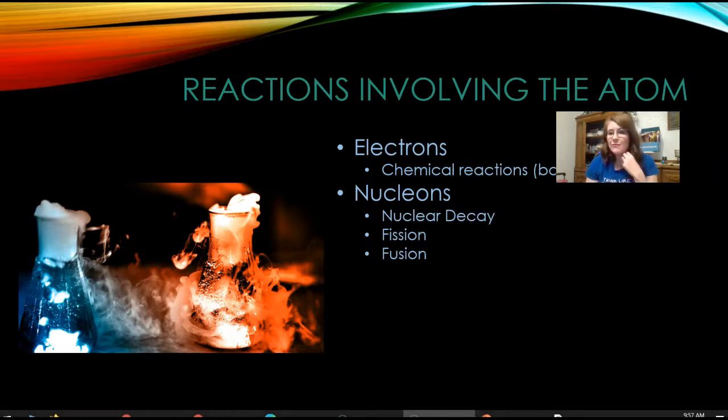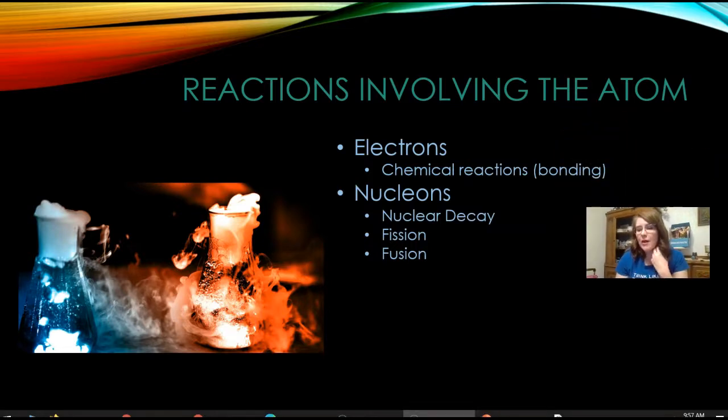Okay, reactions involving the atom. Remember how I said you can change the number of the neutrons or the number of the electrons? Well, if you're dealing with the electrons changing, you're dealing with bonds, chemical bonding. That would be what you would study in a chemistry class. You put different things together, like if you have an oxygen and 2 hydrogens, they can share electrons, and that makes water. So that's a different chemical than just oxygen and hydrogen by themselves. They behave differently, they do different stuff.